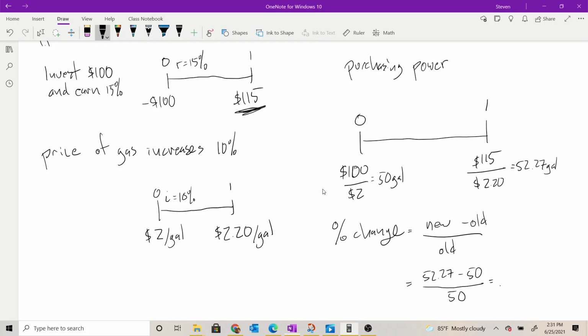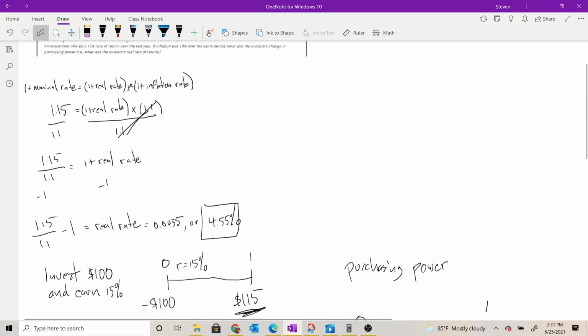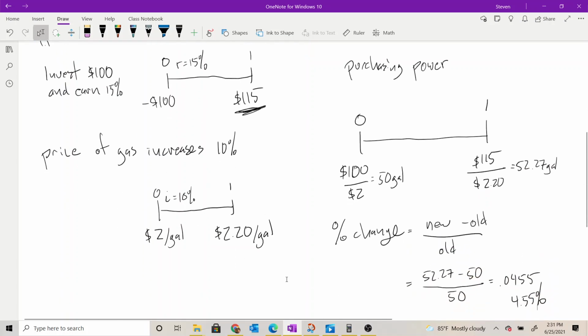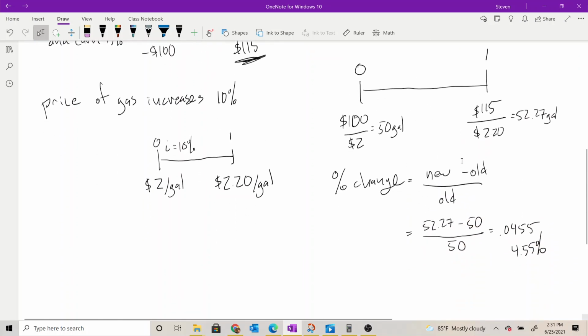And sure enough, we can buy 0.0455 or 4.55% more gas. All right, so that's what's going on. The interaction between the change in our wealth, which is the return on the investment, and the change in price, the interaction of those two things gives us the change in purchasing power. And this Fisher equation that we use to calculate the exact rate gives us the exact amount of the change in our purchasing power, which we can see with a concrete example with gas.